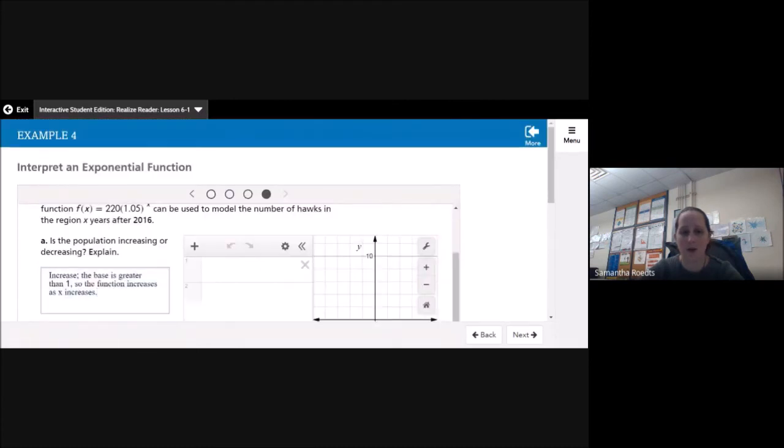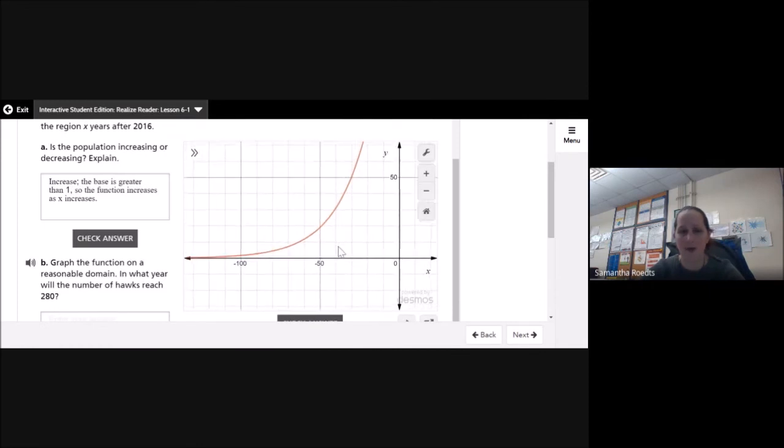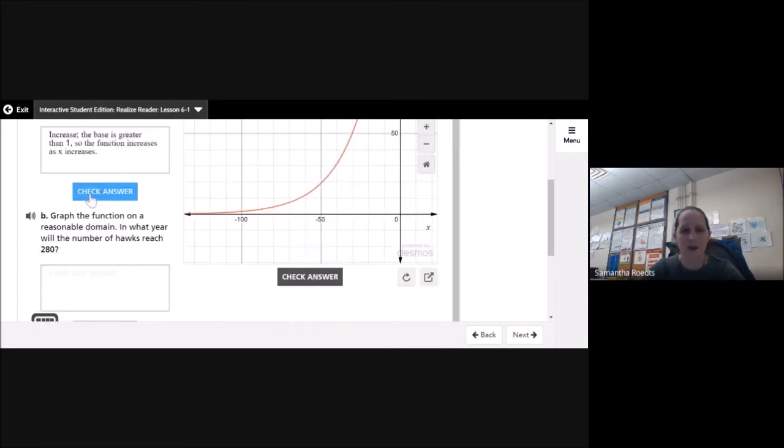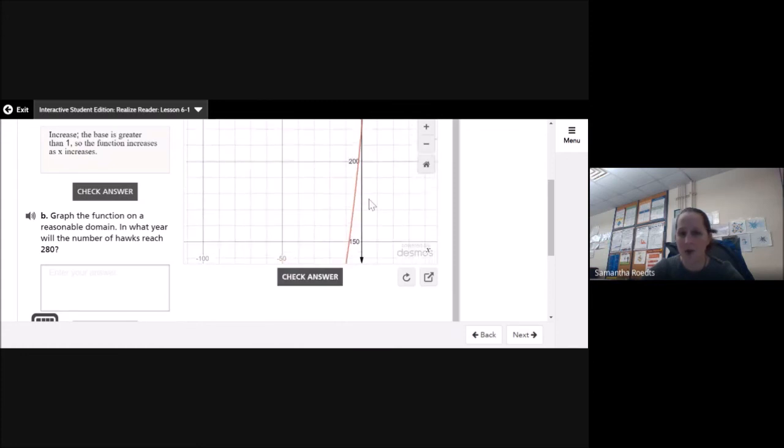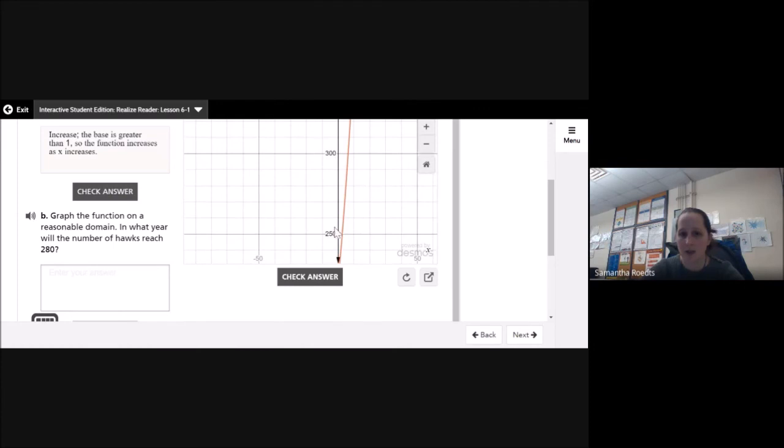So let me go ahead and graph this. F of x equals 220 times 1.05 to the x power. So here's my function. I want to graph the function on a reasonable domain. In what year will the number of hawks reach 280? So I'm going to come up here and look for 280.